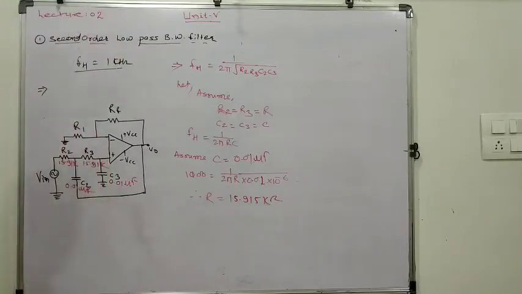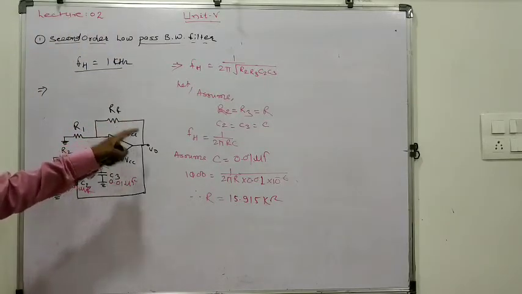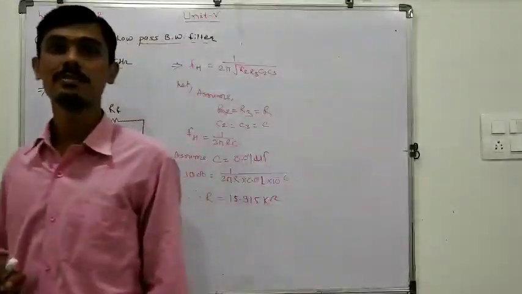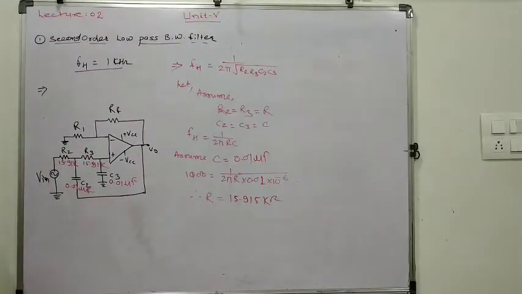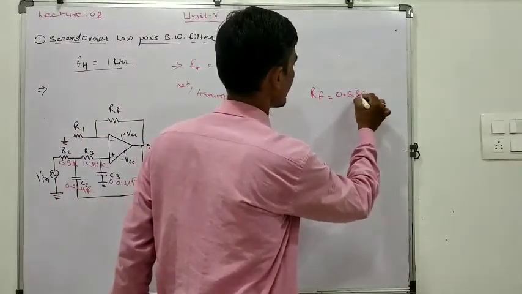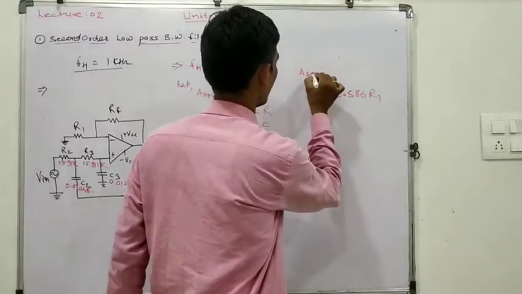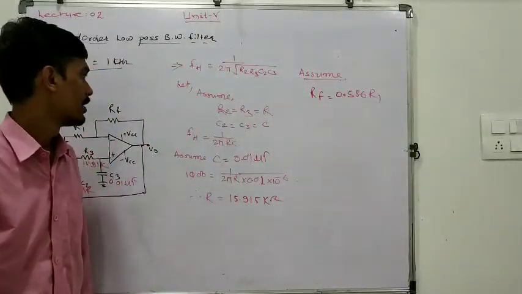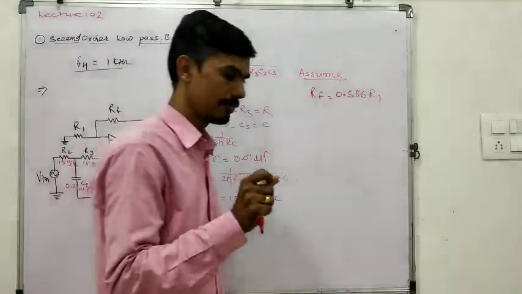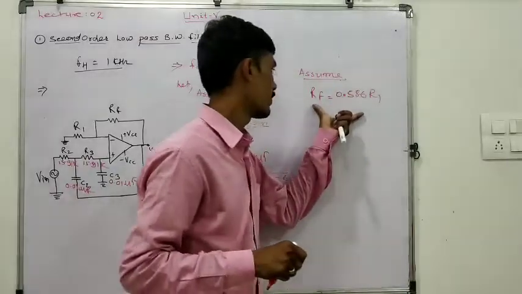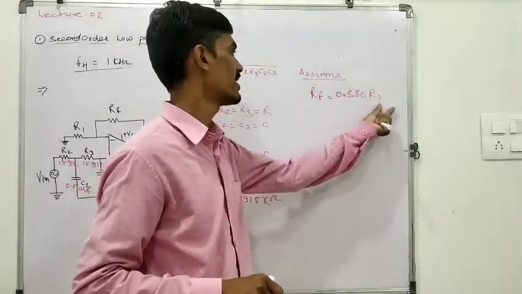Now for the next part, we have to calculate R1 and RF. But here gain is not mentioned. Gain is not mentioned in the problem statement. In such a case, we have to assume the formula, that is RF is equal to 0.586 R1. Whenever there is no mention of the gain in the problem, we have to assume this formula, that is RF is equal to 0.586 R1.